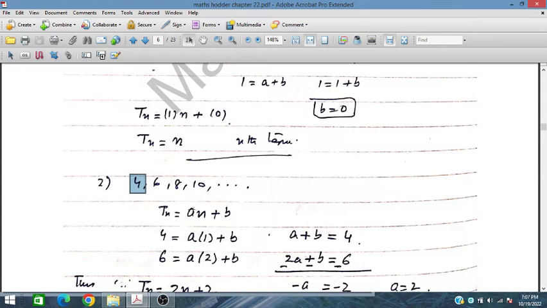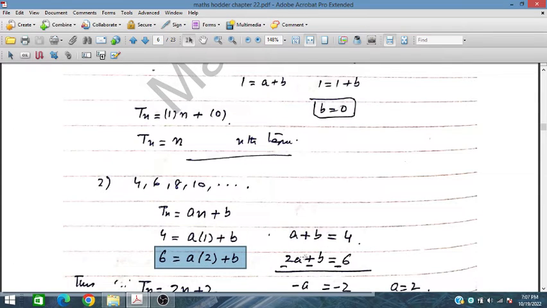So this is 4. In place of n, we will place 1. So a plus b is equal to 4. And for the second term, we have 6. And for the second term, we have n is equal to 2. So n is equal to 2, a multiplied with 2 plus b. So this is 2a plus b. And now we'll solve these two equations. Equation number 1 is this, and this is equation number 2.